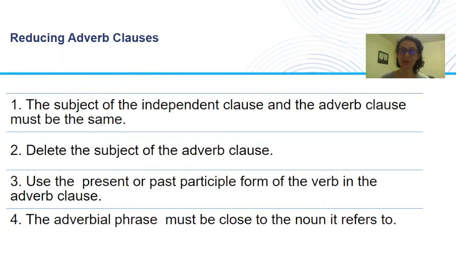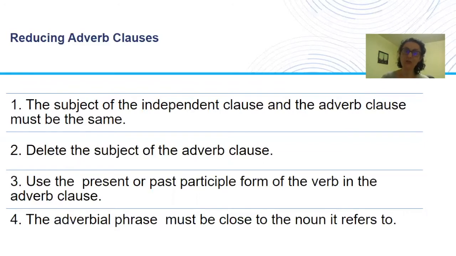First, we have to review some rules. We can reduce an adverb clause only if the subject of the clause and the subject of the independent clause are the same. If they are different, there is no reduction possible. We must delete the subject, and we have to use either the present or the past participle form of the verb, depending on whether the verb in the clause is in active or in passive form.